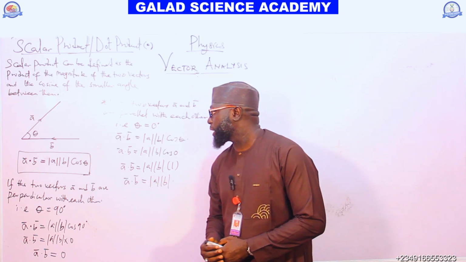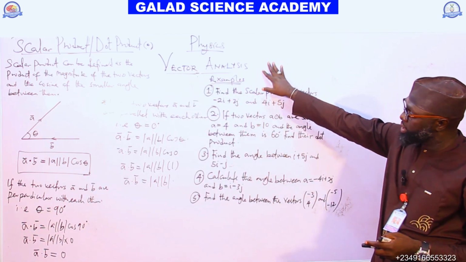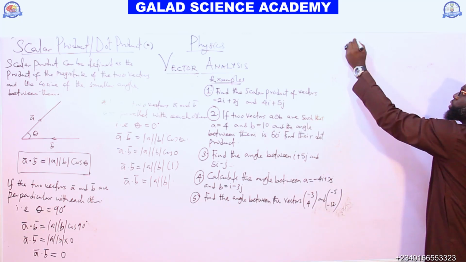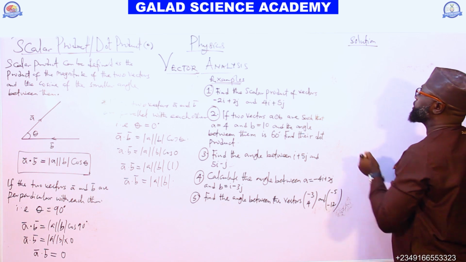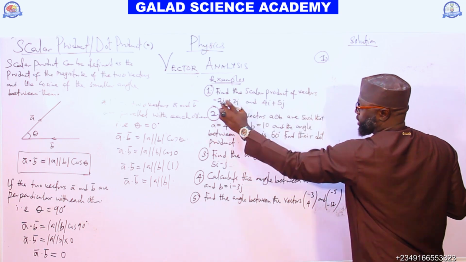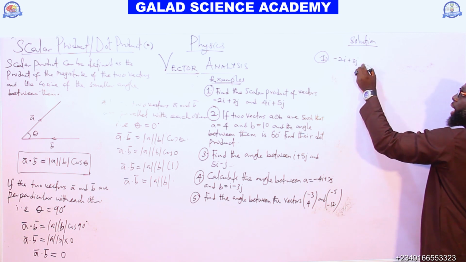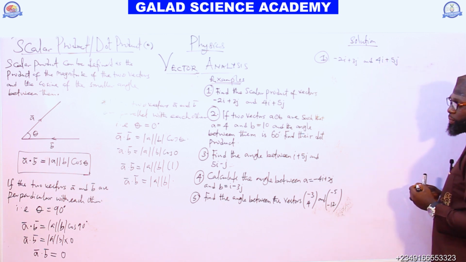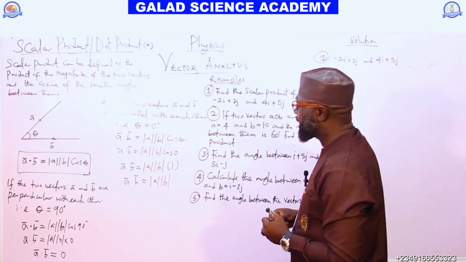And the next thing we need to do now is to solve these 5 examples under scalar product. Solution. The first one: we are given, find the scalar product of minus 2i plus 3j and 4i plus 5j. So what is the formula used to find the scalar product?